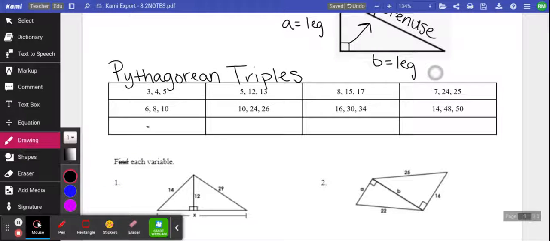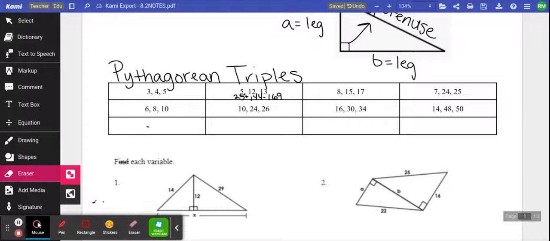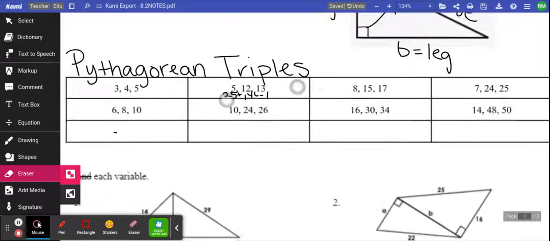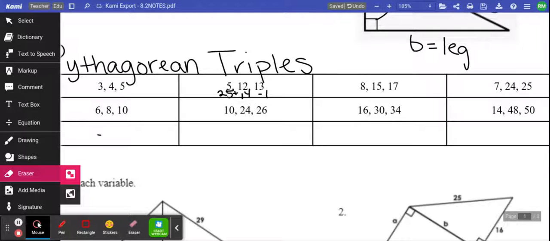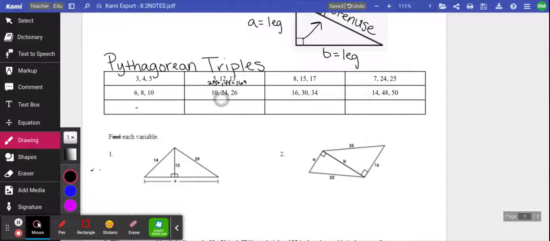5, 12, and 13, we could test that out. So 5 squared would be 25, 12 squared is 144, and 13 squared is 169. So 25 plus 144 equals 169. And if we were to try that, they would work for all of these. So those are our triples. Does this make sense?